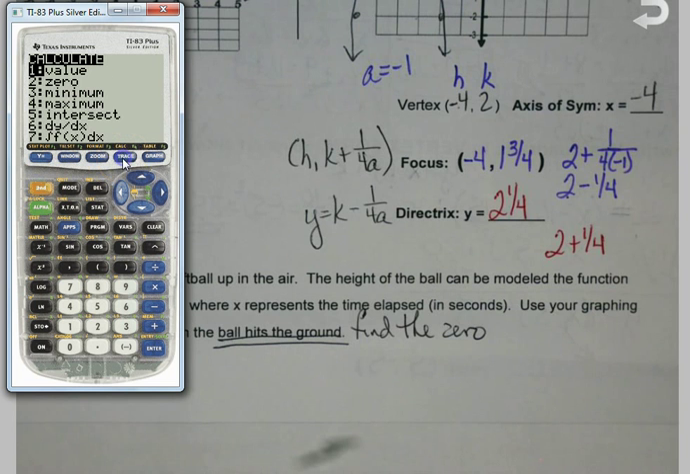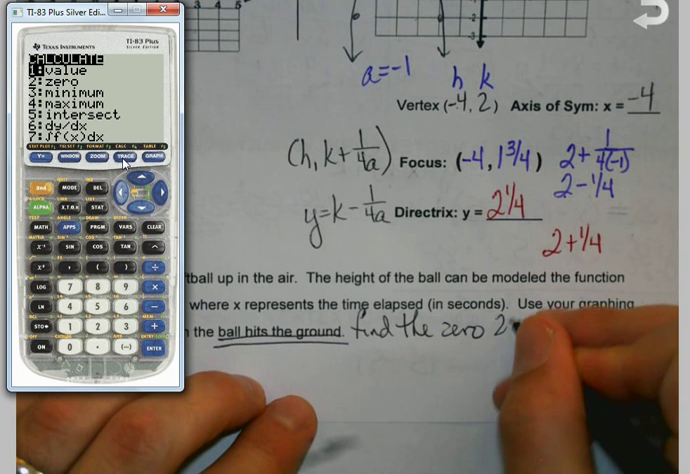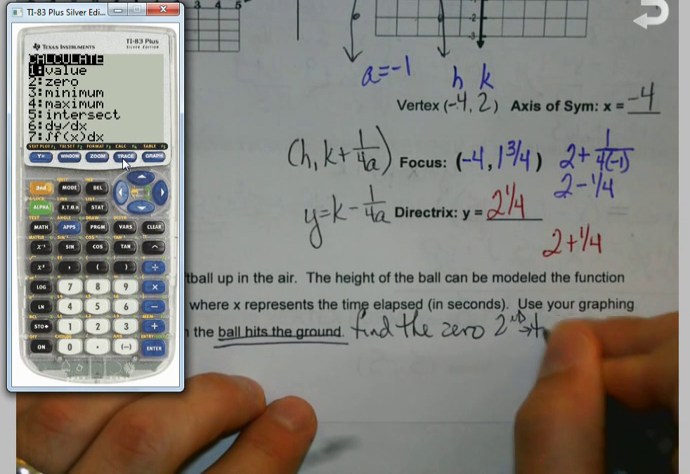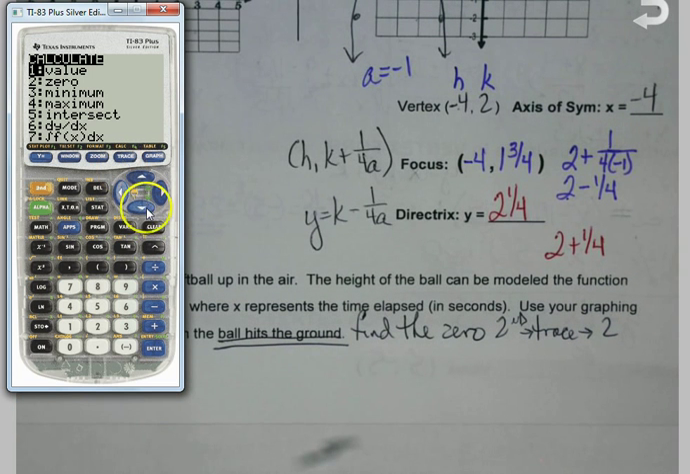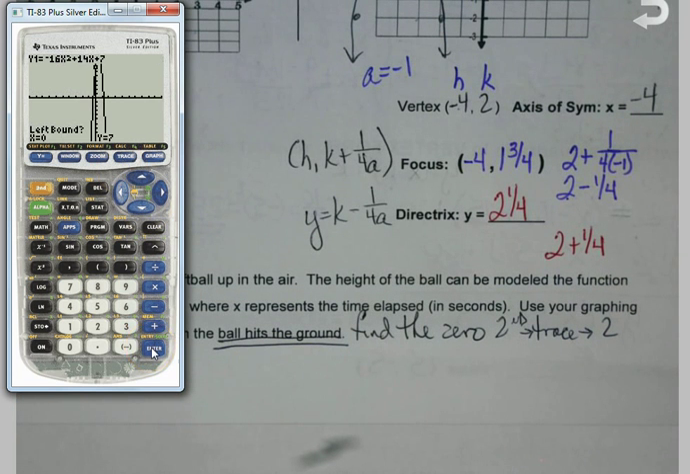We do second trace. And we want the 0. We want number 2. So here's how this works. Right and left arrows only. See my little cursor guy? I want him over here. So I'm going to start going to the right. Watch the y value. Okay?